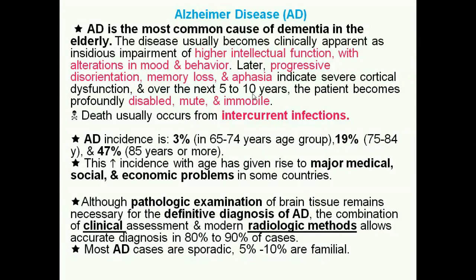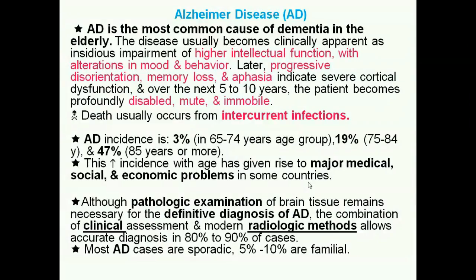Now, Alzheimer's disease, and this is important, the incidence of Alzheimer's disease is 3% for those in their late 60s to early 70s, 20% in those in their 70s to early 80s, and 50% in those in their 80s or more. Now, the doctor said you can round it to 20% and 50%, but it's important to know that the incidence increases with age, and this is why it's a major medical, social, and economic problem in industrialized countries, because in these countries, as we said, the population pyramid is top-heavy, and the patients are really elderly.